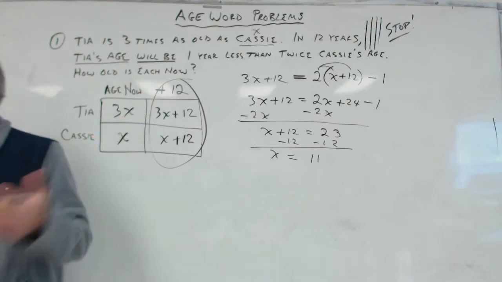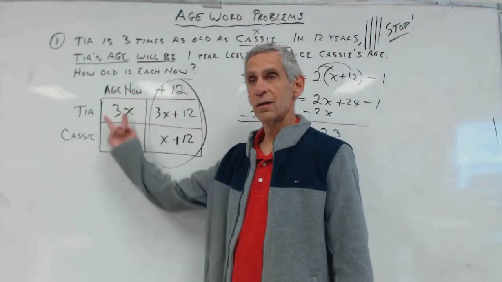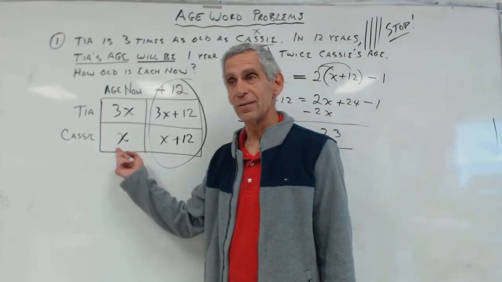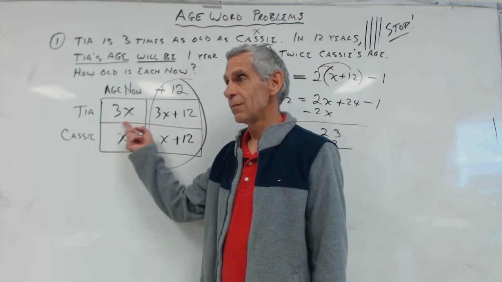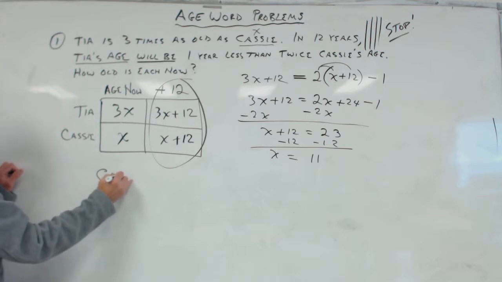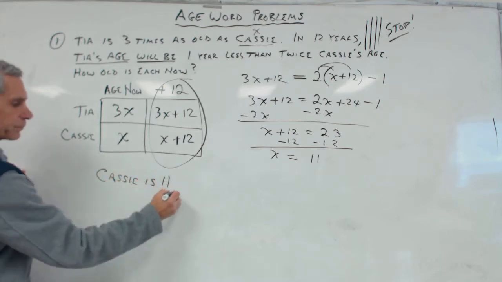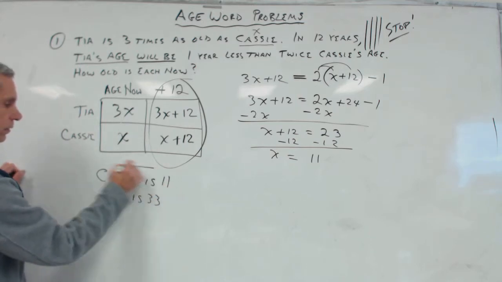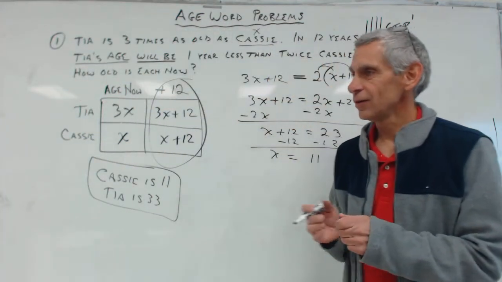So, where do I have in my chart their now ages? Right here. So, I know X is 11. Cassie is 11. Tia is 33. 3 times 11 is 33, right? So I write that out. It's written in words, so I have to write the answer in words. Cassie is 11. Tia is 33. And I put it in a box so Gary can find it, and you're all done.